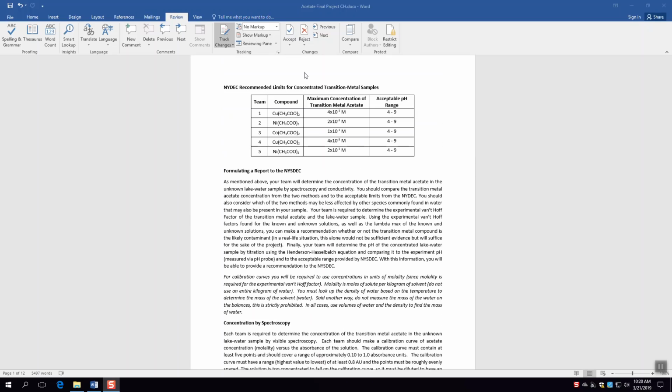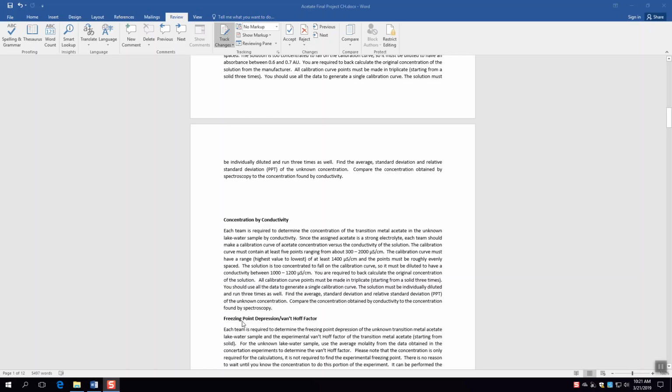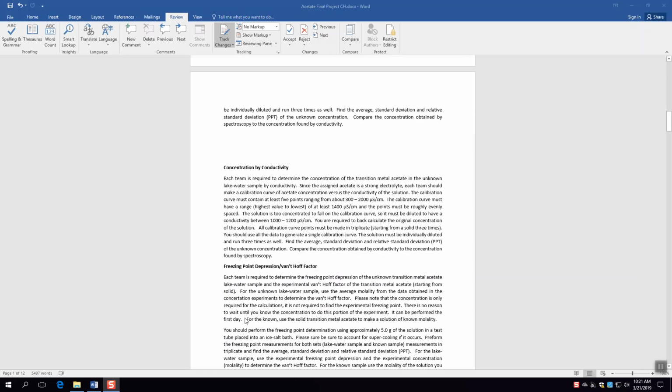These metal acetates are salts, so therefore they conduct electricity, and concentration and conductivity are related to each other, and you're going to make a calibration curve just like in the spectroscopy section, and you're going to determine the concentration of the acetate solution by conductivity as well. This one's a little bit weird, but you're actually going to determine the experimental Van Hoff factor as a way to prove sort of that the metal acetate solution that you think you have is actually present.